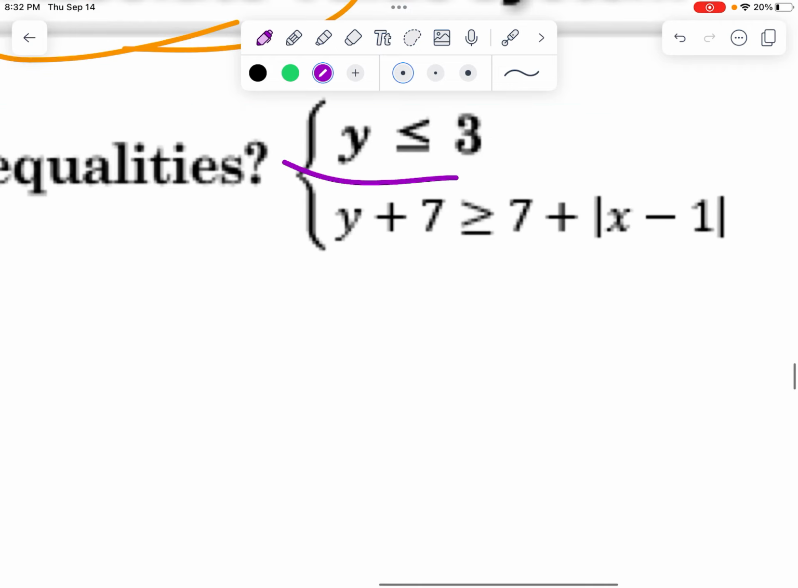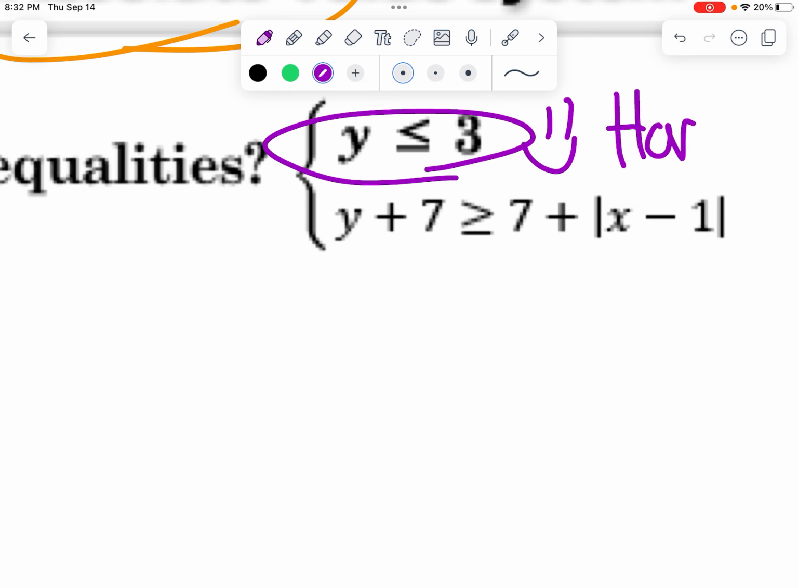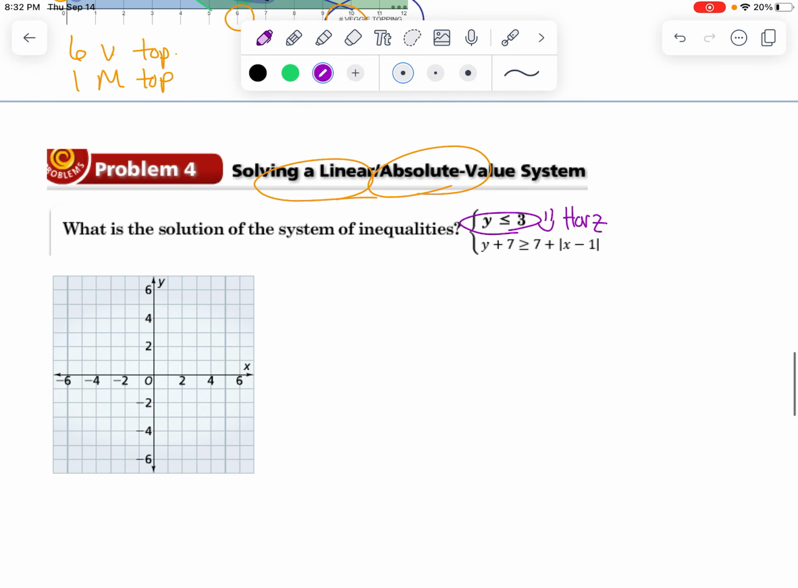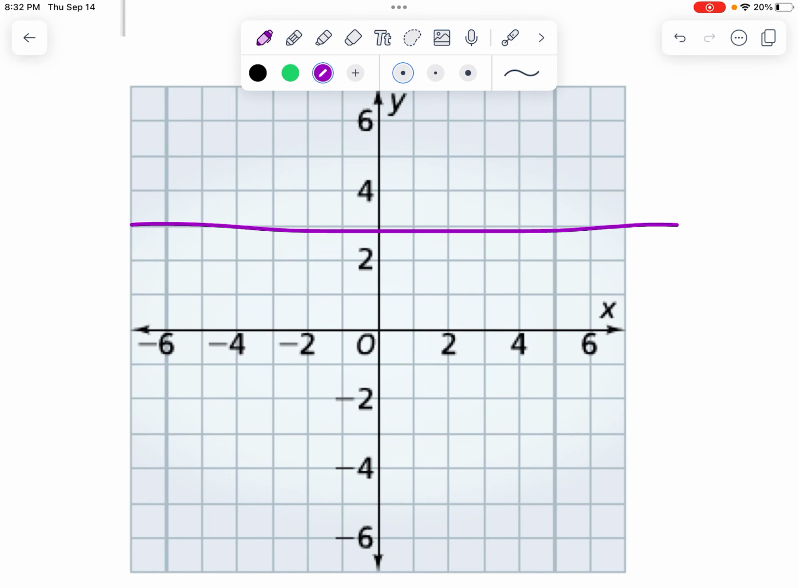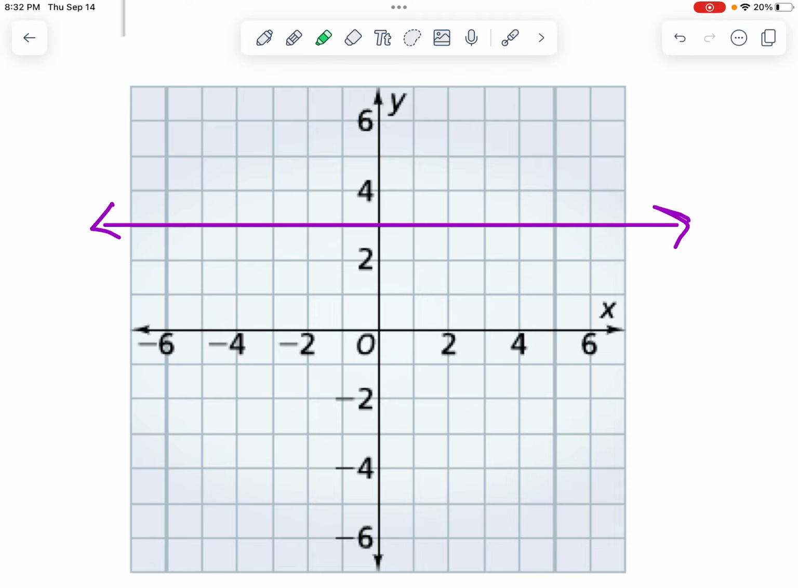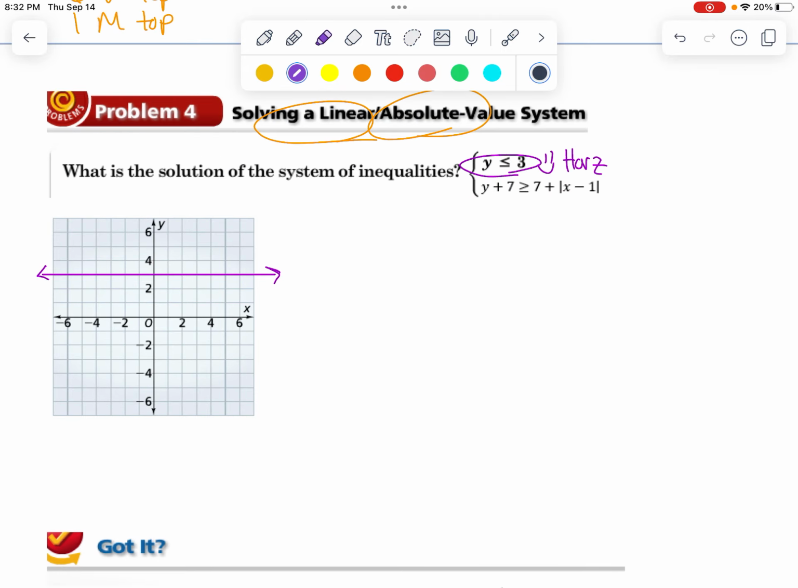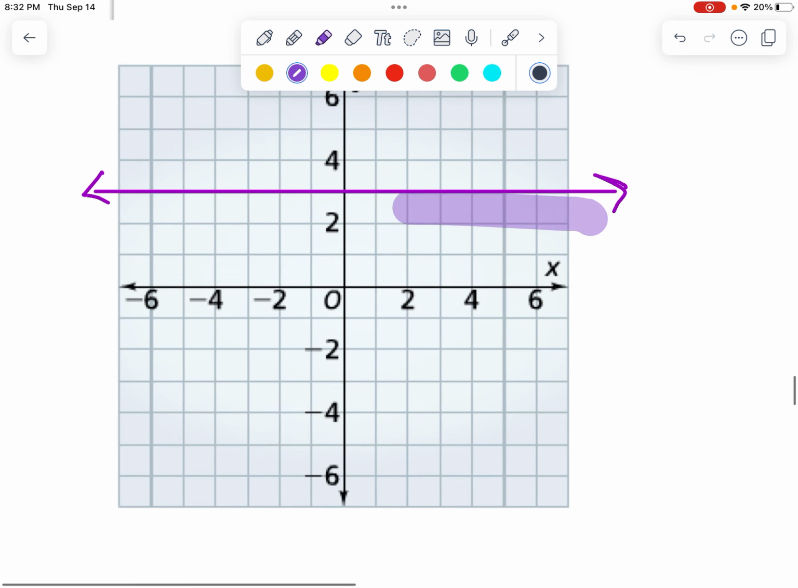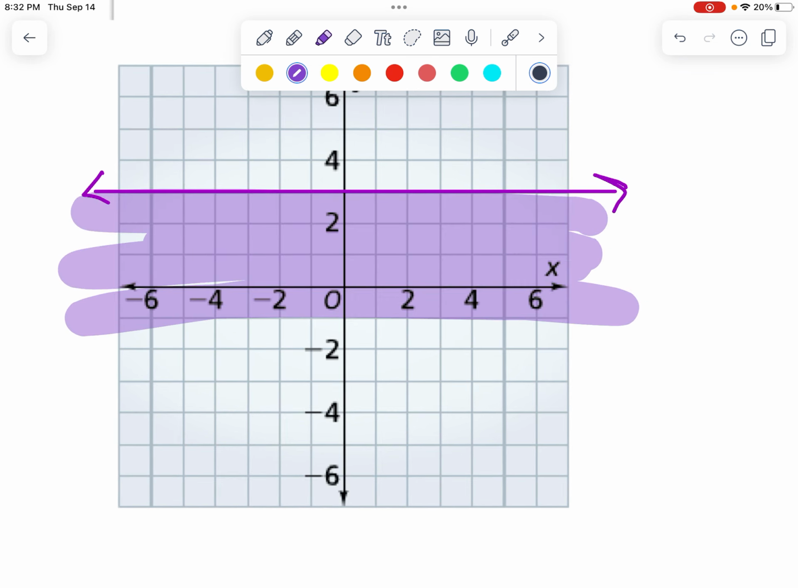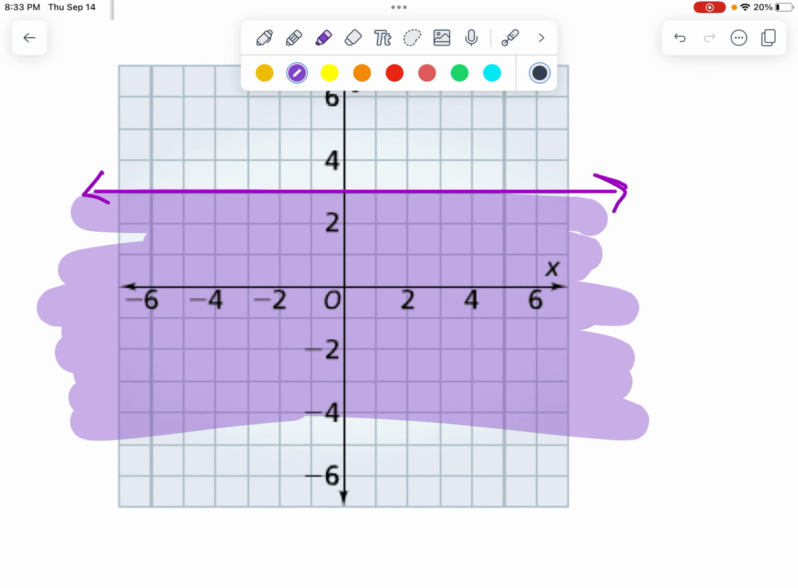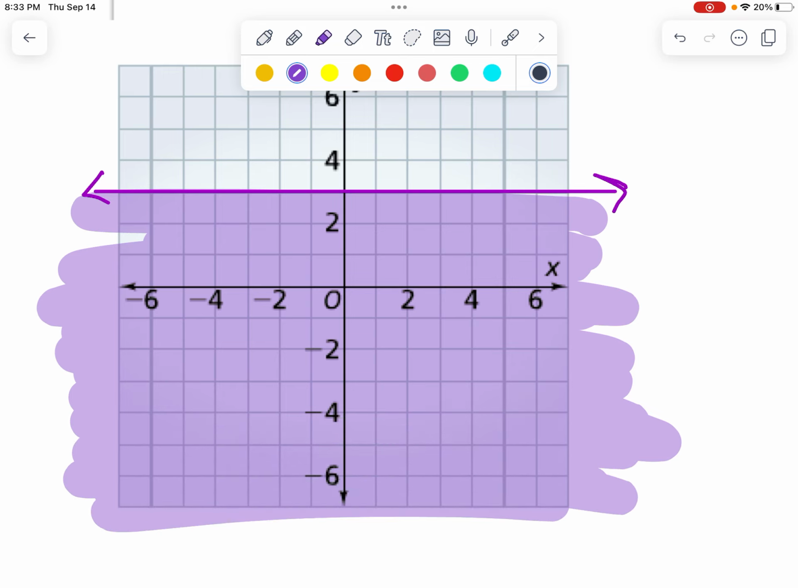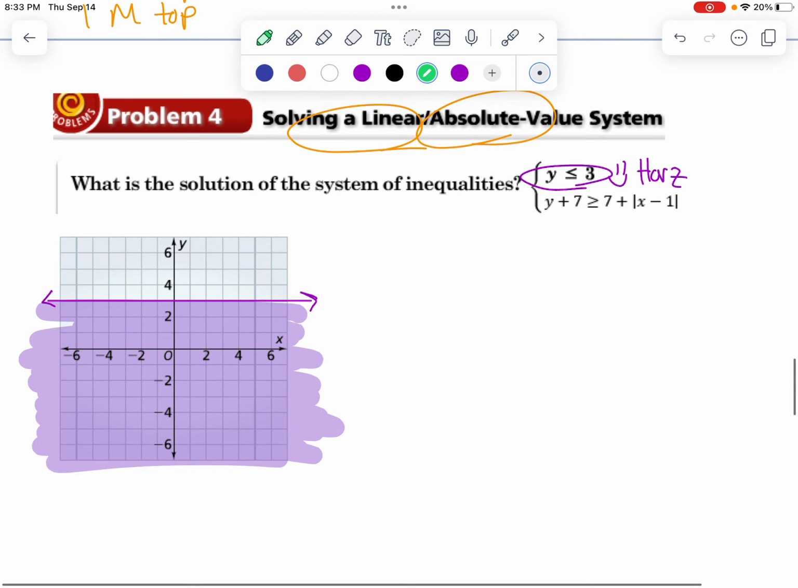So goody gumdrops. Do you guys remember how to do this? I hope so. It's a horizontal line because there's no x. So let's go to where 3 is. And what did that say? Did that say shade above or below? That one says less than, so it says shade below. I'm really hoping you're seeing how chapter 2 and chapter 3 are uniting here. So that would have been chapter 2, but now chapter 3, we add in the second one as well.